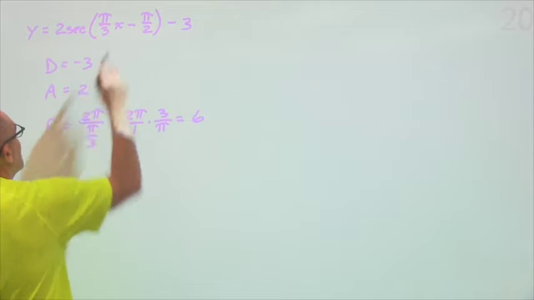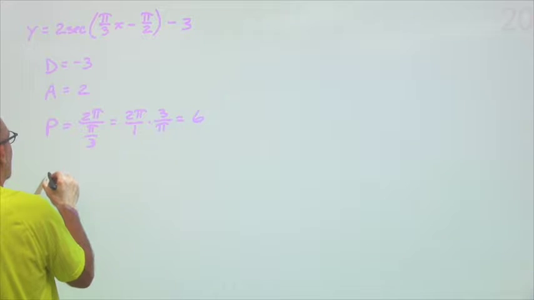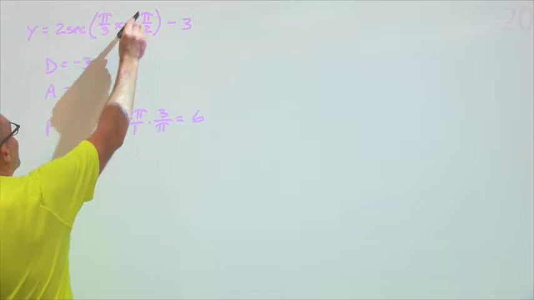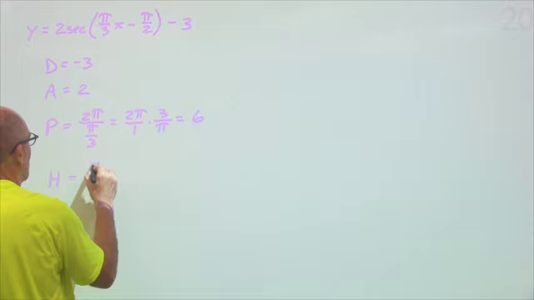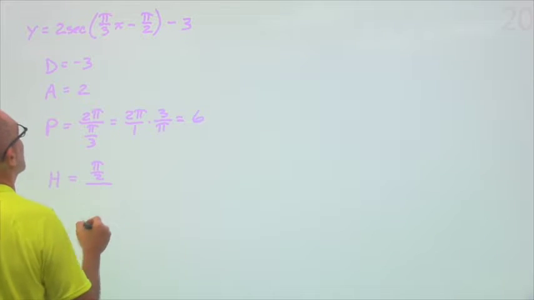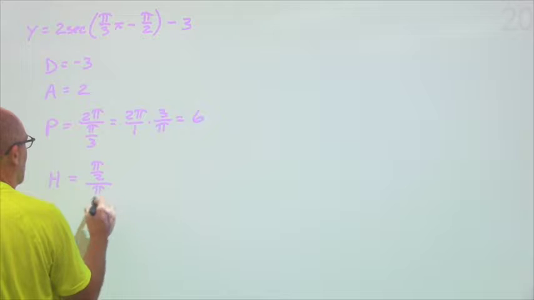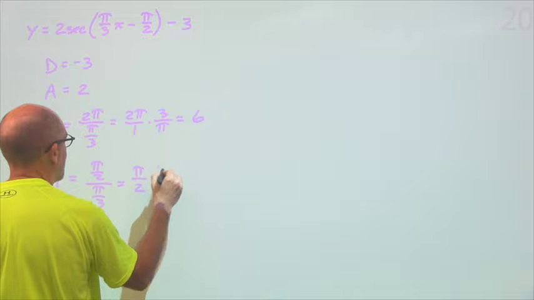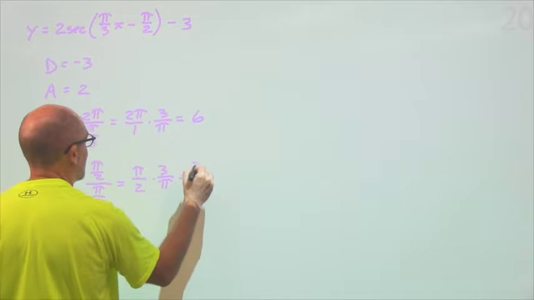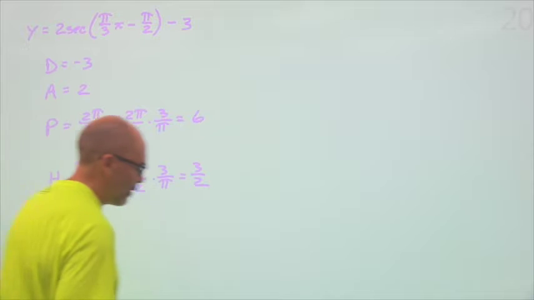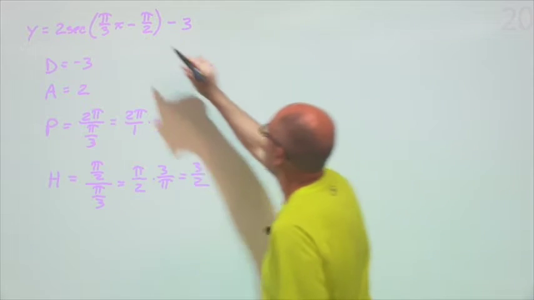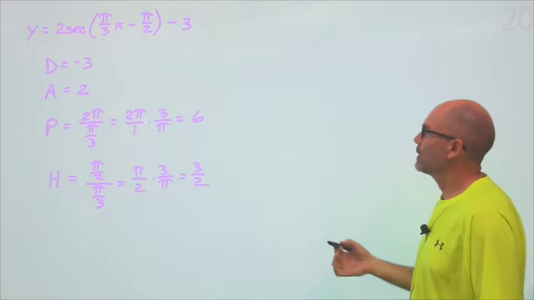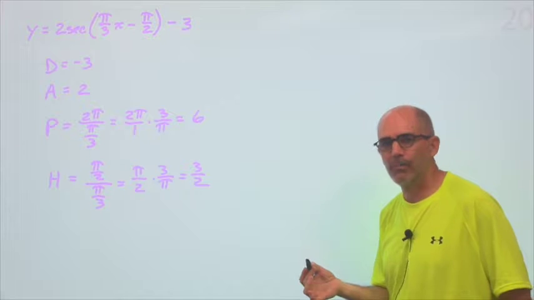Now, what about my phase shift or my horizontal shift? So the horizontal shift is going to be negative of a negative pi over 2 over pi over 3, which equals pi over 2 times 3 over pi, which equals 3/2. So notice it's a minus here, but I'm moving it right 3/2. All right, so we have everything to construct our box.